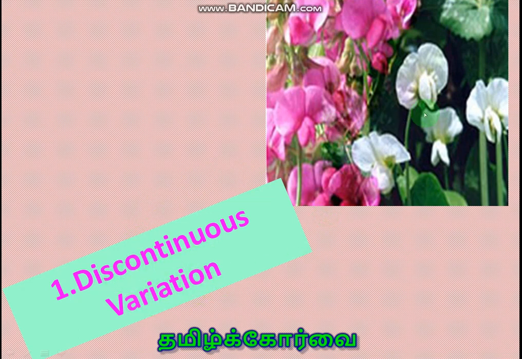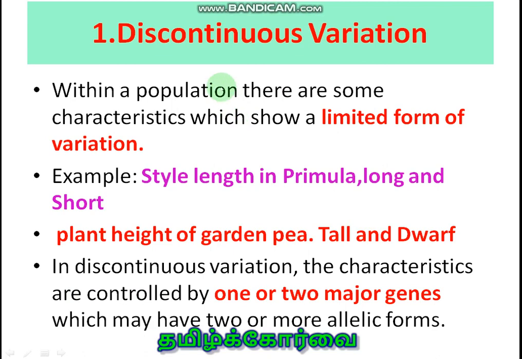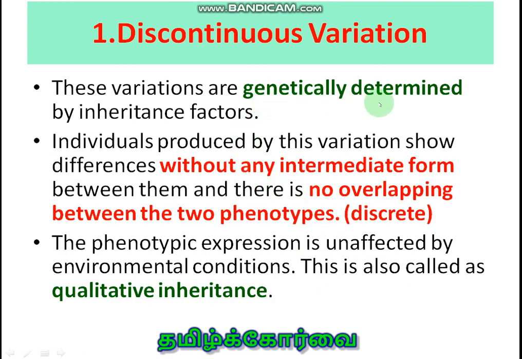Here you can see the flower color, two extreme flower colors, one is white and another one is purple. There is no intermediate color with respect to the flower color of this species, so it is said to be discontinuous variation. It consists of only limited form of variation. More examples: style length in primula, long and short; plant height of garden pea, tall and dwarf. It is controlled by one or two major genes only, not many, and it is genetically determined without any intermediate form or no overlapping between two phenotypes or extreme phenotypes like tall and dwarf.